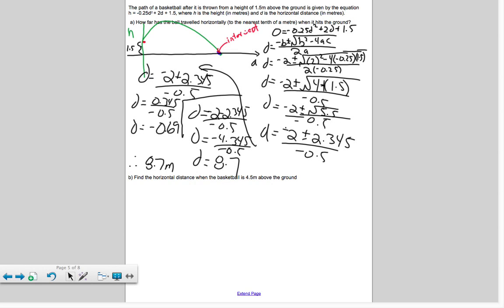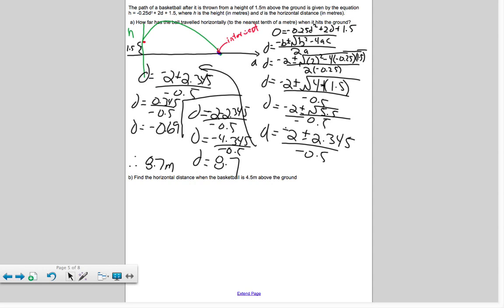You don't understand how I got 8.7? Where did you get lost? Are you okay up to this point? We get D is equal to negative 2 plus or minus. So what's negative 2 minus 2.345? Take out your calculator and do that. That gives me negative 4.345. I still need to divide by negative a half. So that gives me 8.7.